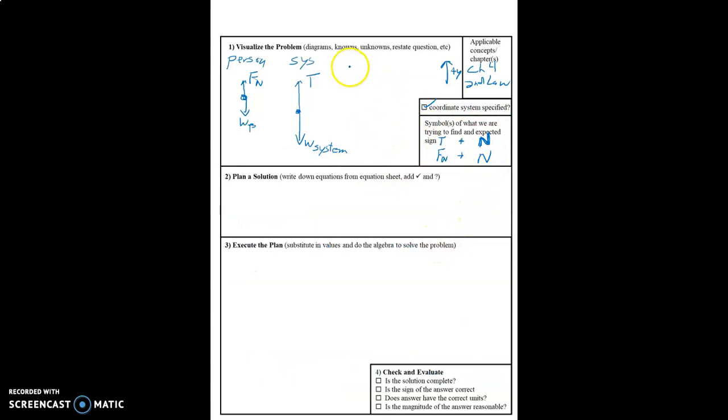Now I could also draw a free body diagram for the elevator, and this is where it gets interesting. The elevator has tension pulling up on it, and the elevator has weight. Now the elevator's weight is a little bit less than the system's weight. But then, what else is touching the elevator? The person is pushing the elevator, and the person is pushing downward. And that force is called the normal force.